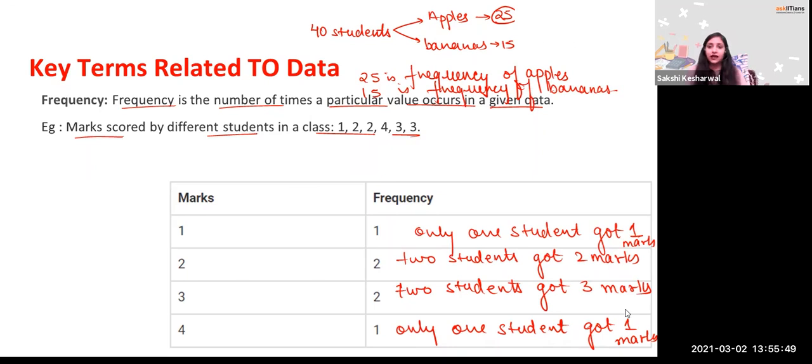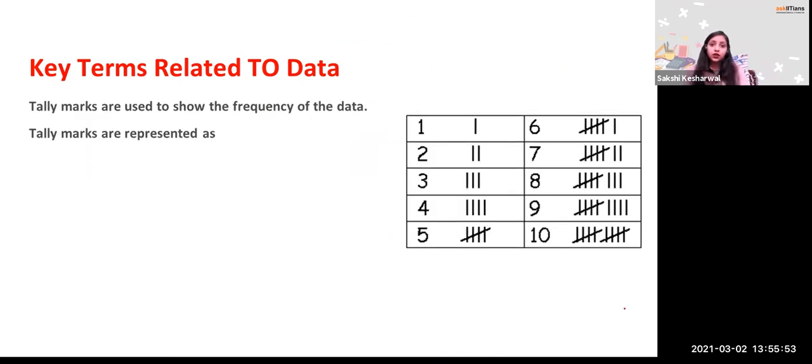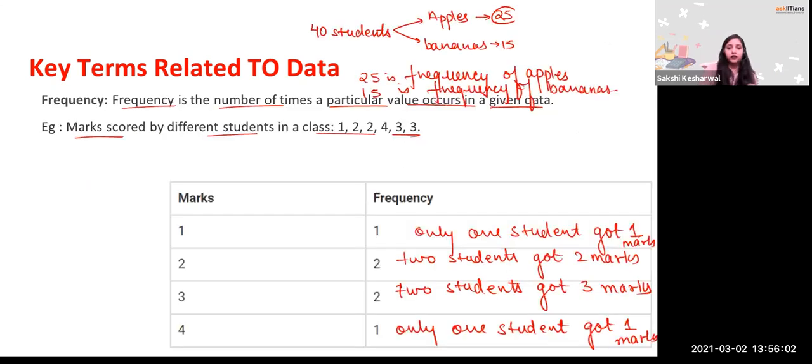What is the frequency of the Cadbury? It's again 3, right? So you have done this. Now, how are you going to represent the terms related to the data? This is called the tally marks. How are you going to write the frequency? Frequency means, like I wrote over here, 1, 2, 3, 4. Sometimes it feels confusing, so tally marks are very important.